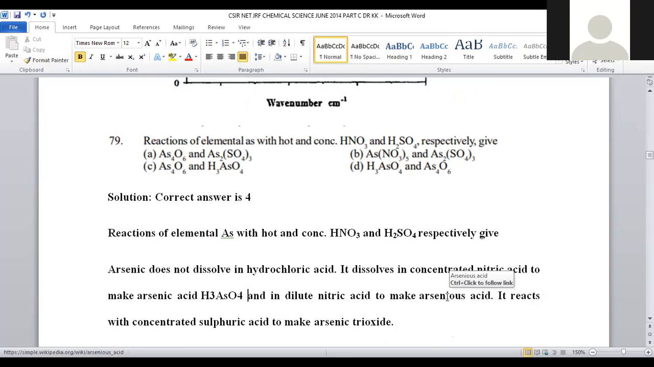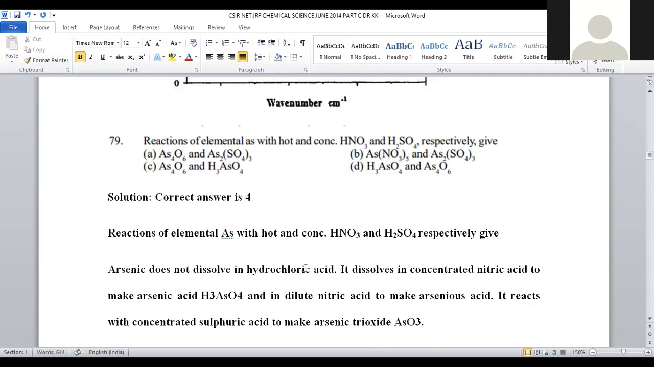Arsenous in the sense what? One of the hydrogens will be deficient. That means H2AsO4 will be the arsenous acid if we are taking dilute. That is not required actually, right? Then upon treating with sulfuric acid, there is a formation of arsenic trioxide. AsO3 is the formula for arsenic trioxide, but it exists in dimeric form, so that it is represented as As4O6.